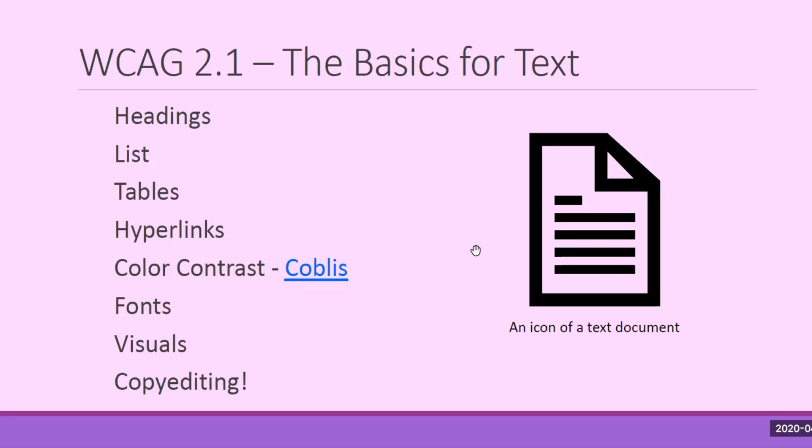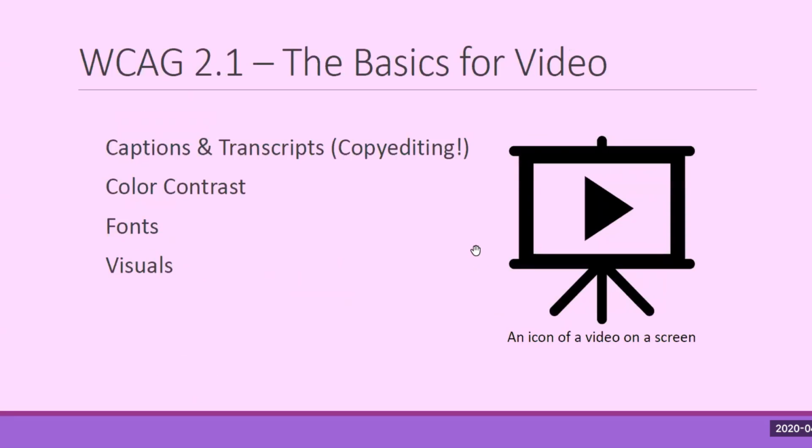And right along with that, when you are making a video, you need to have captions and transcripts. Captions are the text that appear on the screen while the video is playing. A transcript is usually a downloadable, full text version of those captions that can be read separately or along with the video. Your color contrast, fonts, and visuals, all the things we talked about for text documents, need to be checked before you start filming the video.